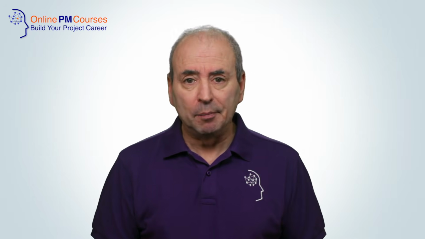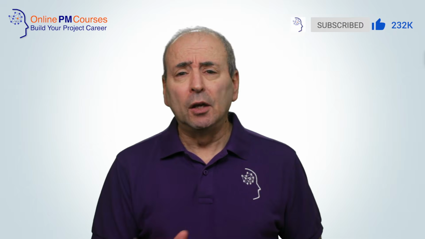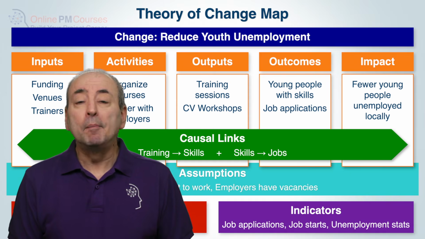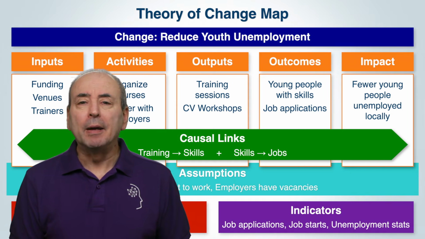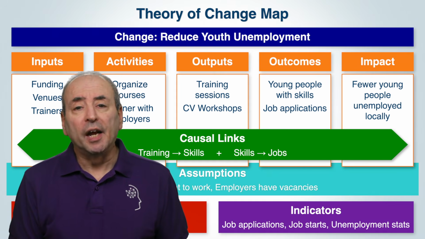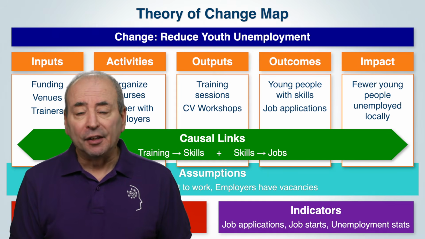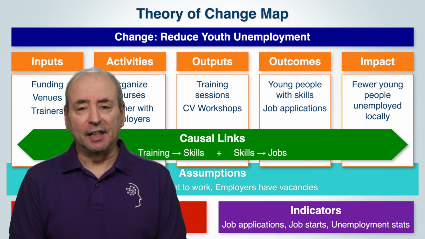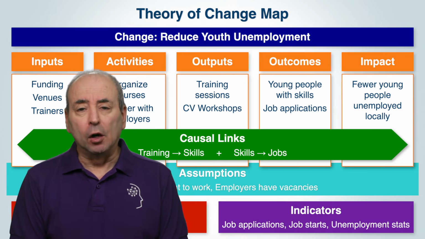Let me give you a short example of a theory of change. This is highly simplified, but it should give you a sense of what's going on. Suppose a charity wants to reduce youth unemployment. Impact: fewer young people unemployed locally. Outcomes: more young people with job skills and more young people applying for jobs and getting them. Outputs: training sessions delivered, CV workshops run.